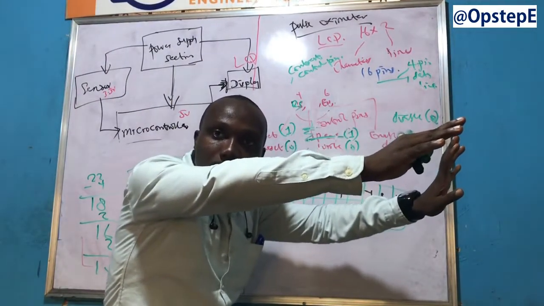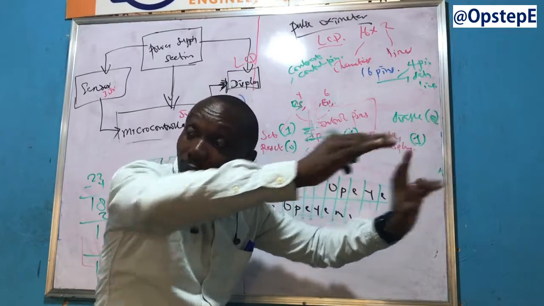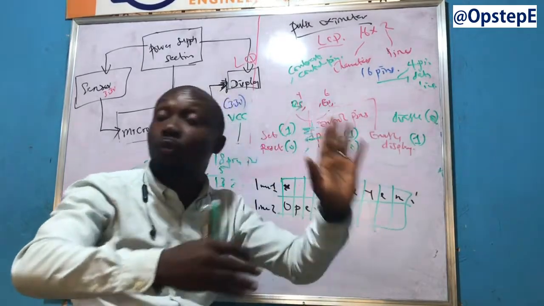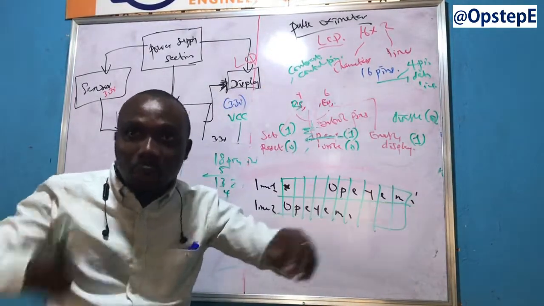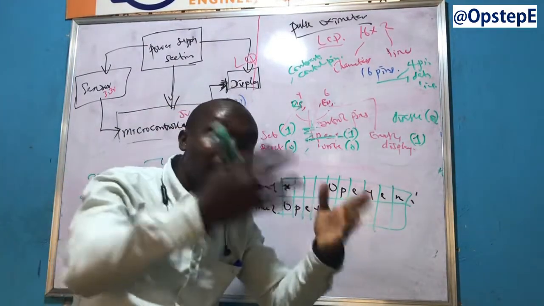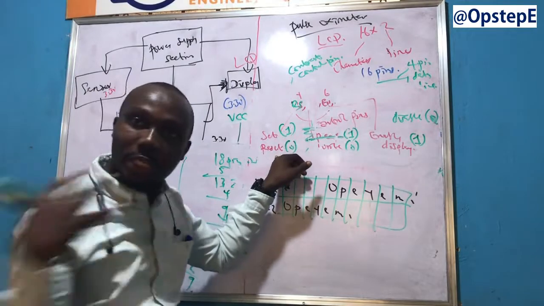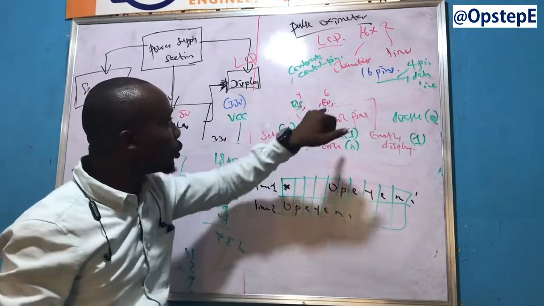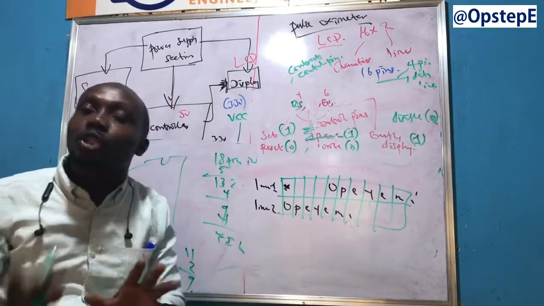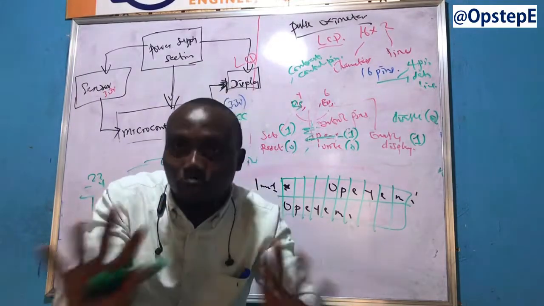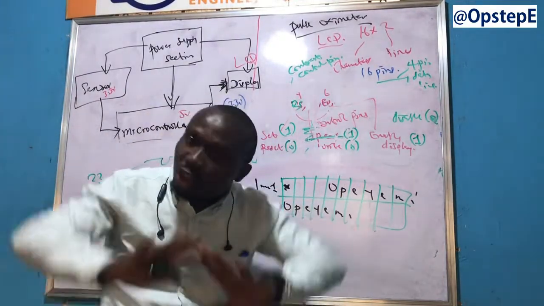Those commands. When you are done writing the command, maybe to move to line 2 or line 1, and it's now time for you to send your character, what you do is you set it, you send the information, then you do what? You enable display. The LCD library does it for you. You don't have to bother about doing it. It does it for you.